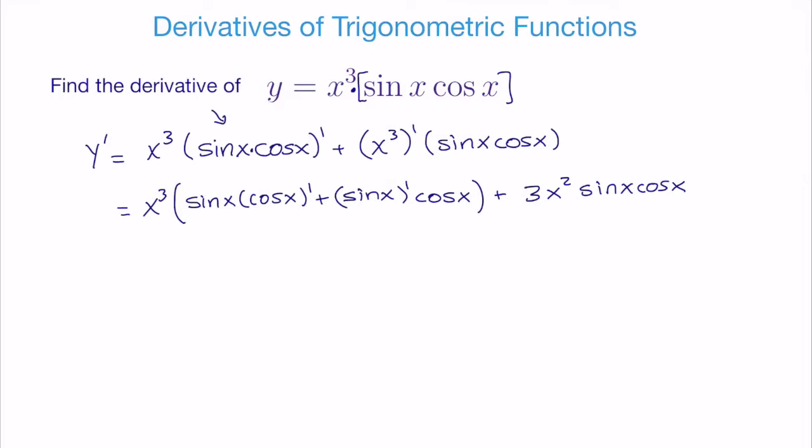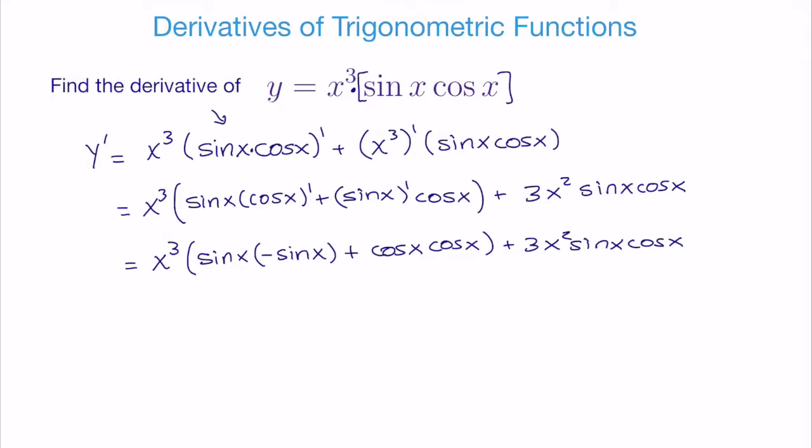Now it's just derive and simplify. So this is x cubed times sine x. The derivative of the cosine is negative sine x plus the derivative of the sine is the cosine times cosine x plus 3x squared sine x cosine x. Now let's multiply, combine, see how we are going to leave our answer. So this is x cubed. Sine x times negative sine x is negative sine squared x. Cosine x is cosine squared x plus 3x squared sine x cosine x.